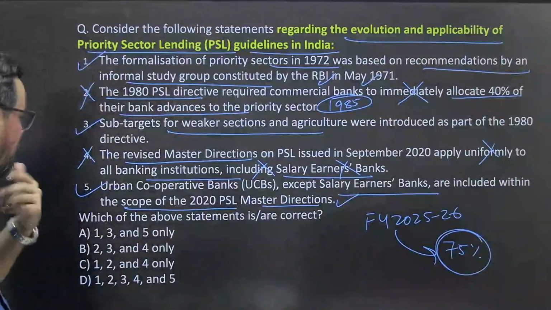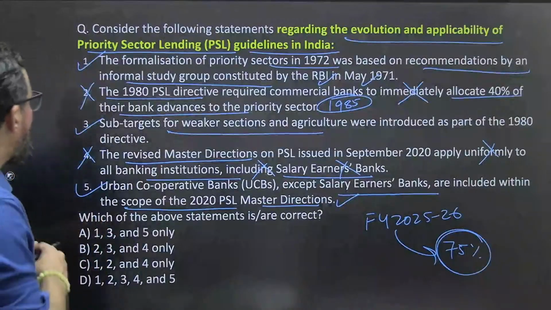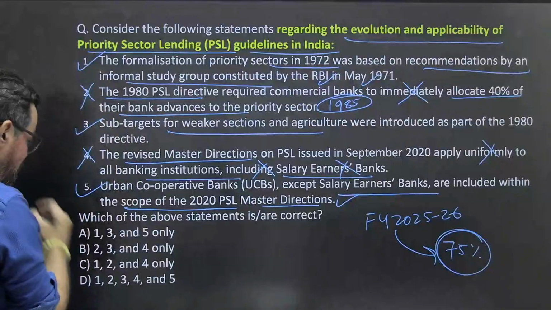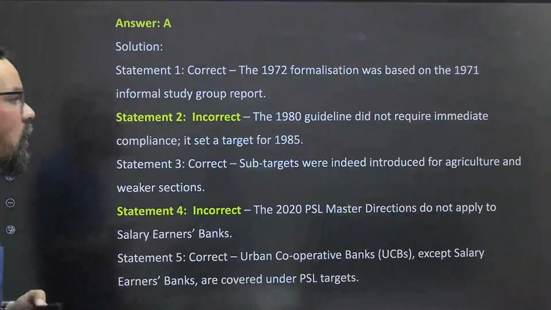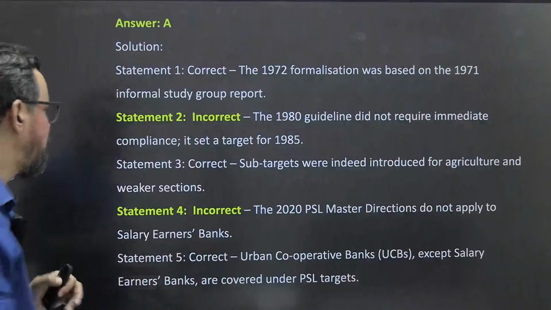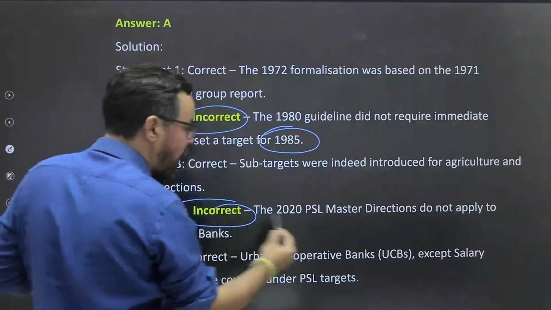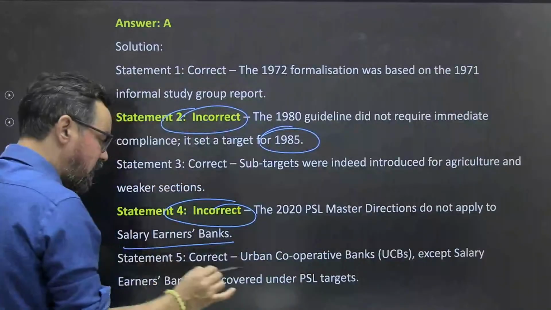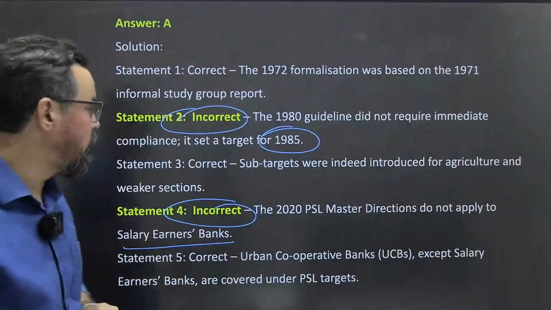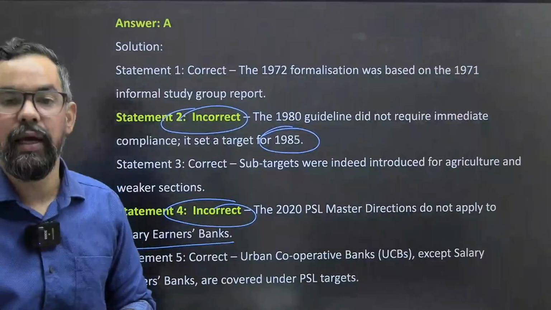ठीक है, तो आपका सर इज सेइंग ऑप्शन A, 135 yes, option A should be the right answer for this particular one. Very good, awesome. ठीक है, so incorrect आपका it became 85. ठीक है, incorrect आपका it does not apply to salary earners bank. ठीक है, so these two statements were incorrect, rest all are correct in this particular one.